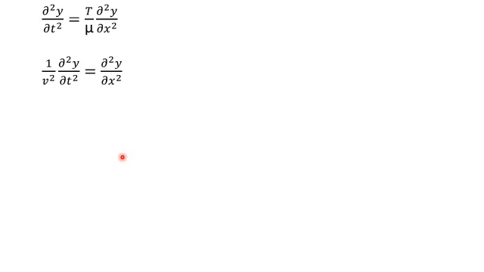Well, comparing equation 4 and 6, we have curly square y by curly t square equal to T by mu into curly square y by curly x square. From the velocity of the wave in the string, we know that v is equal to square root of T by mu, where mu is the linear mass density. Taking square, we get T by mu is equal to v square. So replacing T by mu by v square, we get 1 over v square into curly square y by curly t square equal to curly square y by curly x square.